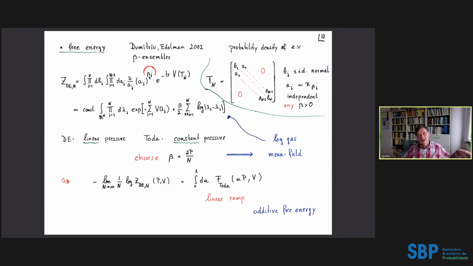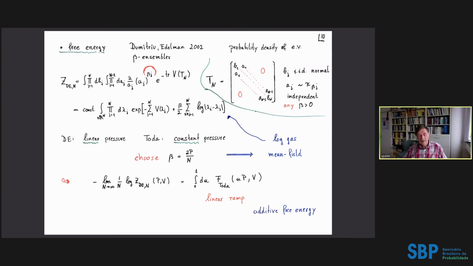But otherwise, it has a slope like 1 over n. And so locally, it will look like a constant. And in fact, I get a problem which is usually considered and is much simpler than the standard log gas, which is the one I've written here with the fixed beta. My beta is now varying like 1 over n, and so it's what is called the mean field log gas.